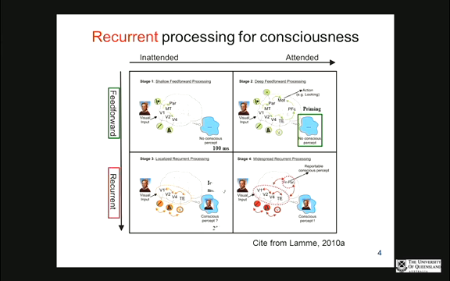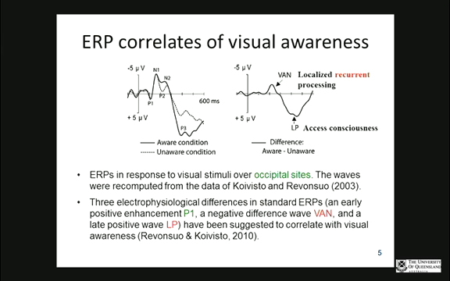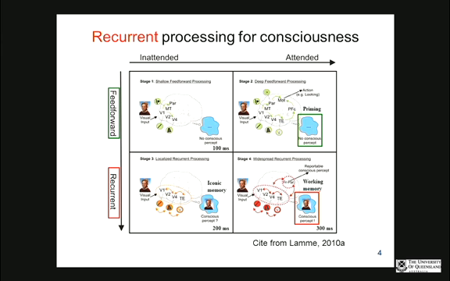He also divided the recurrent processing into 2 stages. In stage 3, there is a localized recurrent processing. In this stage, the stimulus gets enough time to evoke recurrent processing, yet is unattended, so it lacks representation in iconic memory. In stage 4, there is a widespread recurrent processing. The stimulus gets enough time and is attended, so it has representation in working memory. It's conscious. He argued that only in stage 4 is the perception conscious.